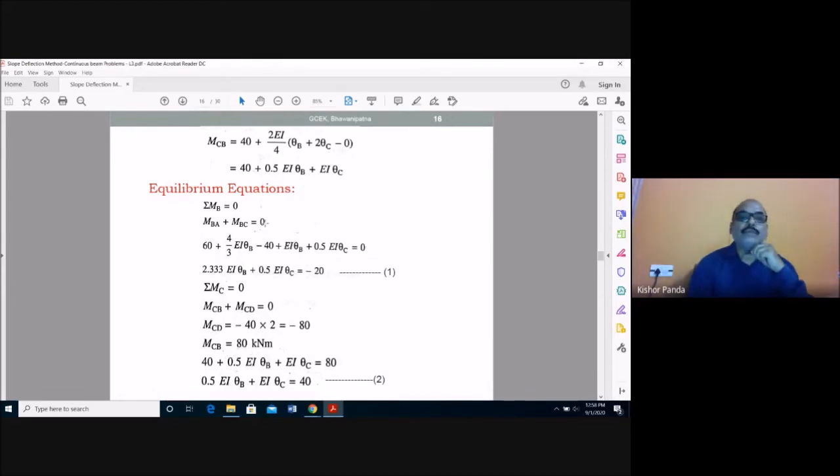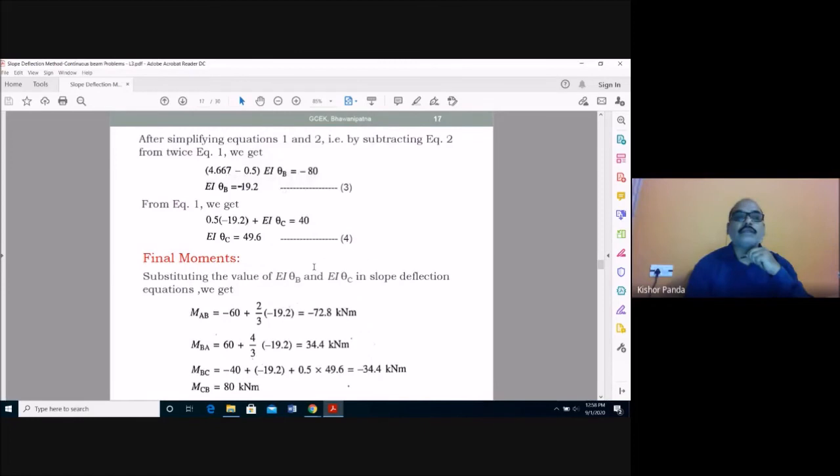Then you put MCB, you got here MCB is 40 plus this one. So put this here: 40 plus 0.5 EI theta B plus EI theta C is equal to 80. This is your equation 2. So here you got two equations, and here having the two unknowns theta B and theta C. Then after simplifying these two equations, you will find out the value of theta B and theta C.